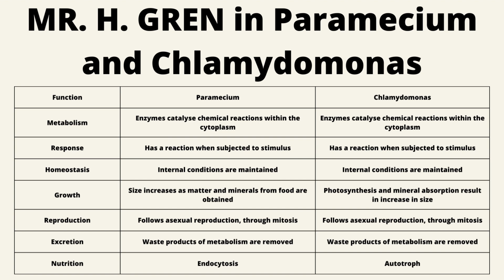For reproduction, Paramecium follows asexual reproduction through mitosis, as does Chlamydomonas. Excretion. Waste products of metabolism are removed in both cases. For Paramecium, CO2 from respiration is an example, and for Chlamydomonas, O2 from photosynthesis. For nutrition, Paramecium uses endocytosis, which means it ingests smaller organisms in vesicles, and Chlamydomonas are autotrophs, which means they produce their own food by photosynthesis.